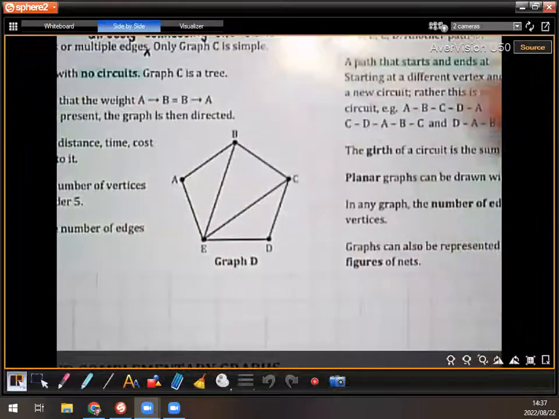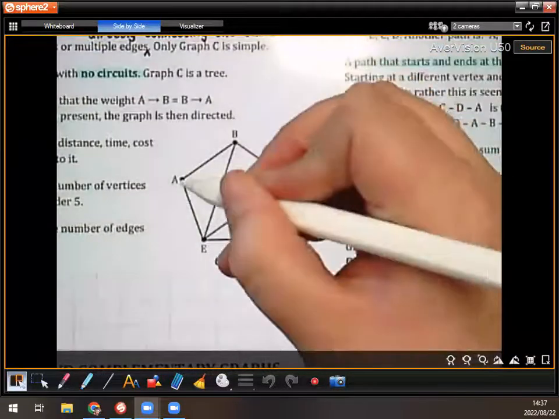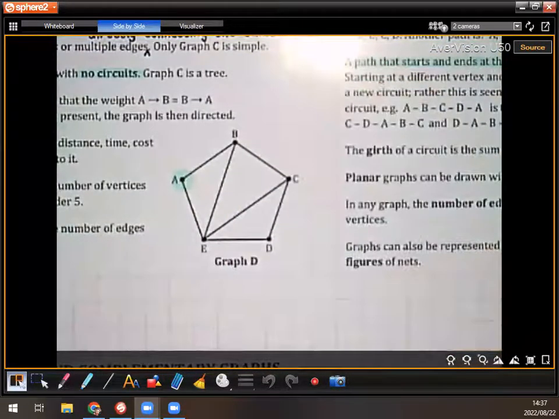Now guys, if they say in a question that you're doing a circuit from vertex A, they're not going to tell you to return to vertex A. You have to know that a circuit starts at the same point as vertex, right? A circuit has the same start point and end point, right?